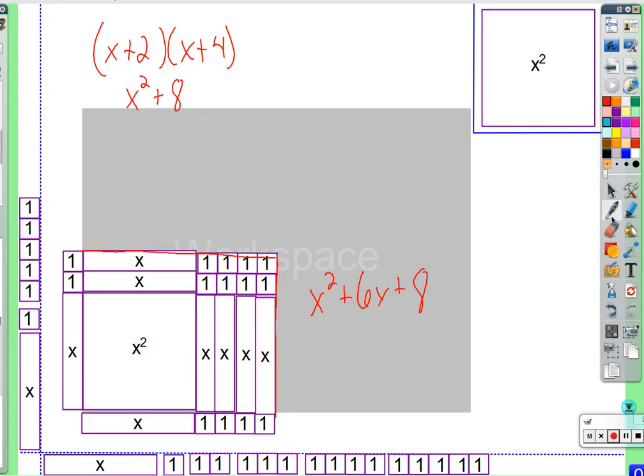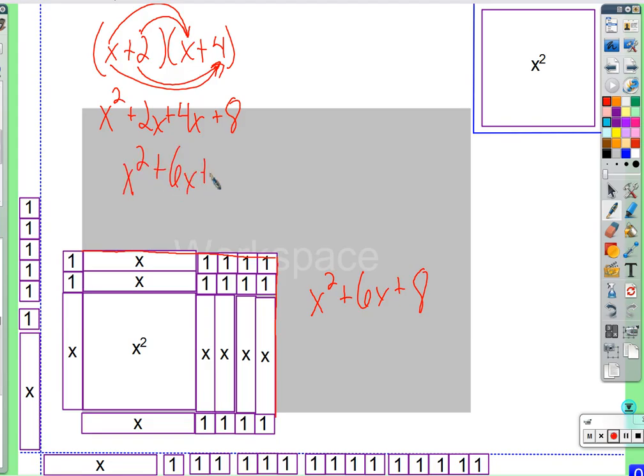So it helps us to see that the x got multiplied by the x. There we go, x squared. The 2 also got multiplied by the x, plus 2x. Okay. Then the x also multiplied the 4, 4x, and then the 2 also got multiplied by the 4, which gave us 8. That's x squared plus 6x plus 8. There's a picture of it, and then here's what it looks like when we just use symbols to represent this stuff. Okay.